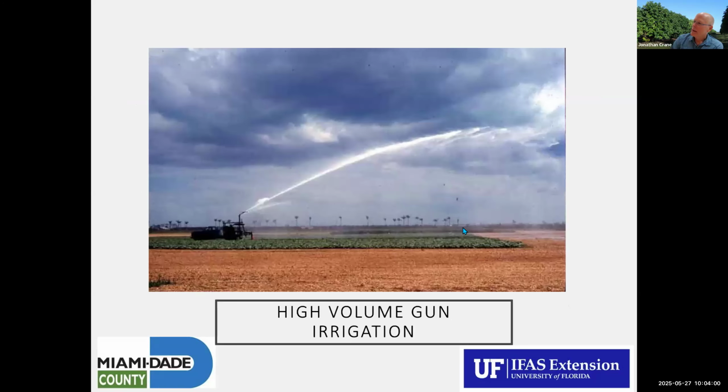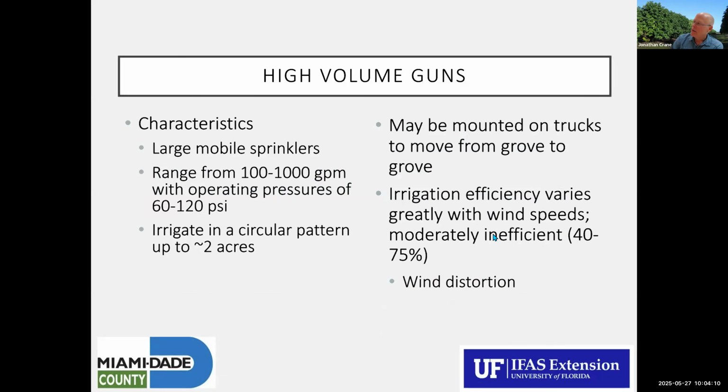High volume gun. This is used mostly in vegetable production. It has been used in some fruit crops, but it's not common anymore. And again, the advantage of using these high volume guns is that they're mobile, so you can move from one site to another. They are prone to wind distortion, so they're not very efficient.